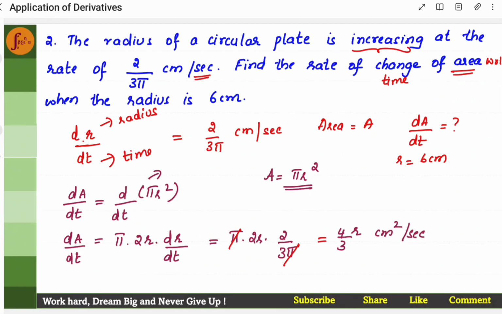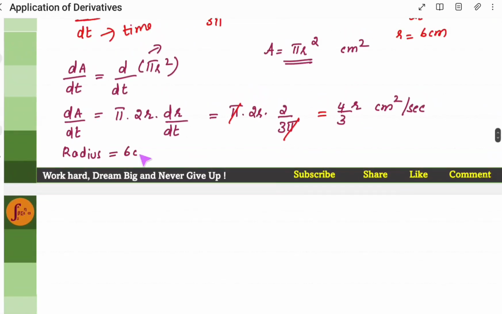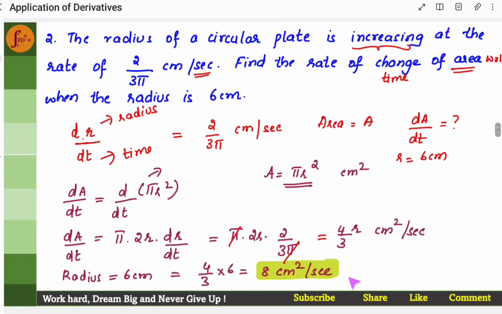Because area is always centimeter square, right? And time is in seconds. So centimeter square per second. Now we'll have to find when the radius is 6 centimeter. So now we'll substitute. Radius is 6 centimeter. So we'll substitute here. So 4 by 3 into 6, which is nothing but 8 centimeter square per second. So this is the answer.